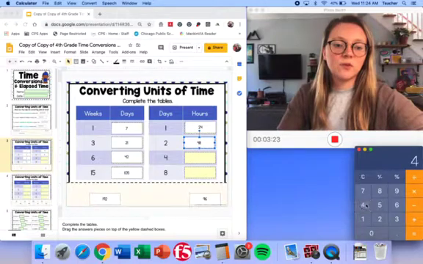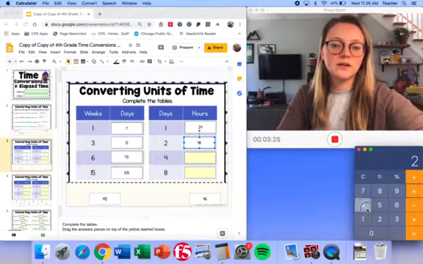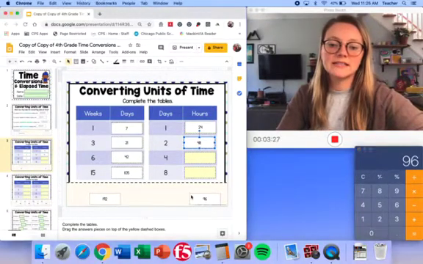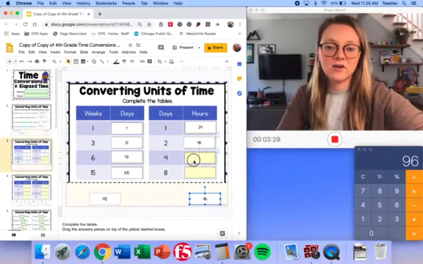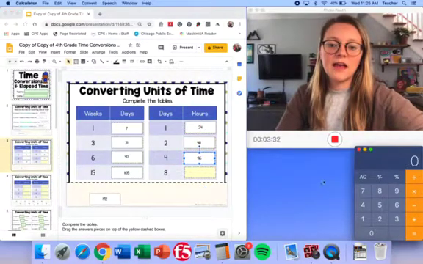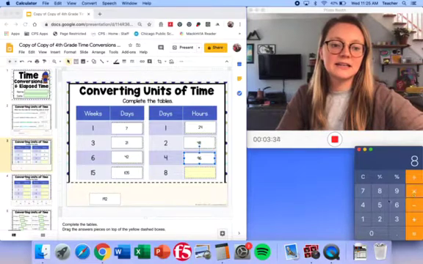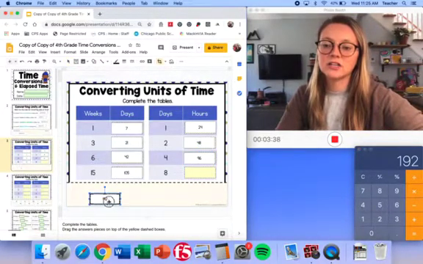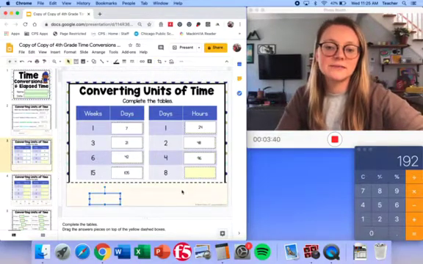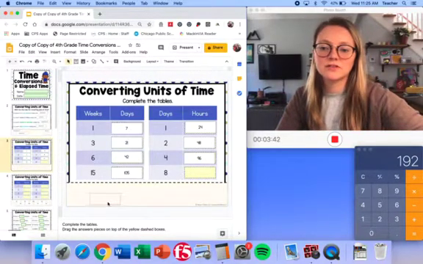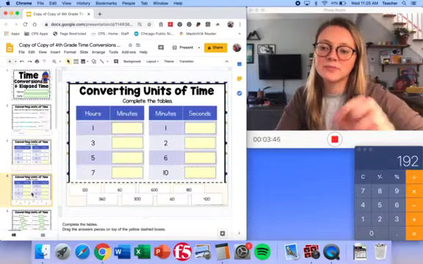And then I'm going to do 4 times 24, and 4 days is equivalent to 96 hours. And then 8 times 24, if I had 8 days, in 8 days I would have 192 hours. Oops, that one didn't drag very well, but we understand.